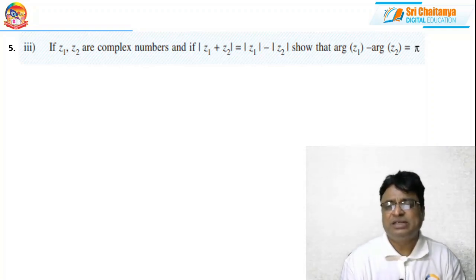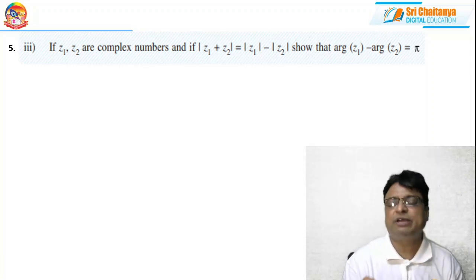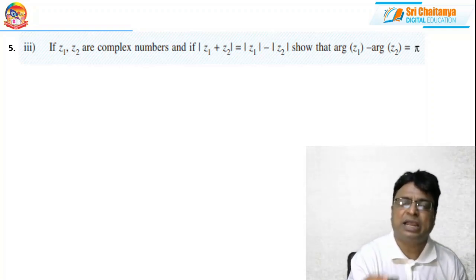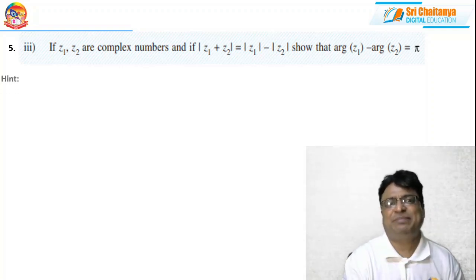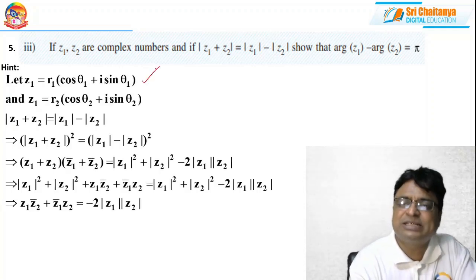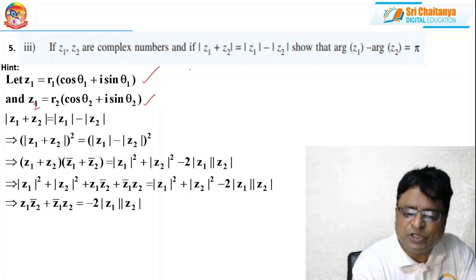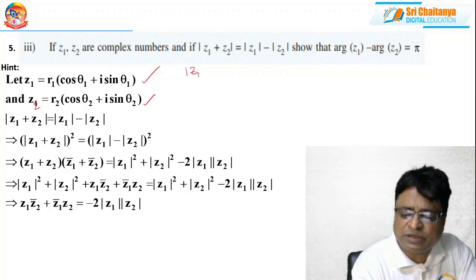But here, since mod of Z1 plus Z2 is equal to mod Z1 minus mod Z2 is given, I am applying another important, beautiful fundamental. I am taking Z1, Z2 like this. See, you take conveniently Z1 like this, and you take conveniently your Z2 like this. So here, mod Z1 is what?